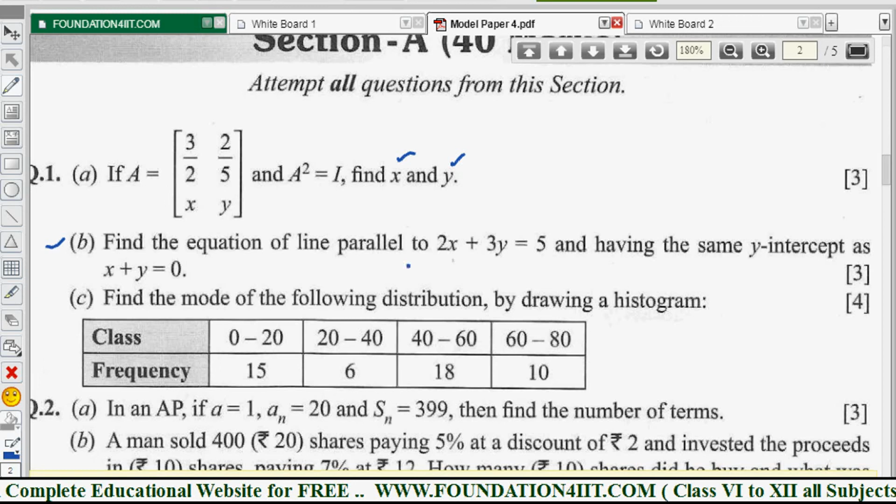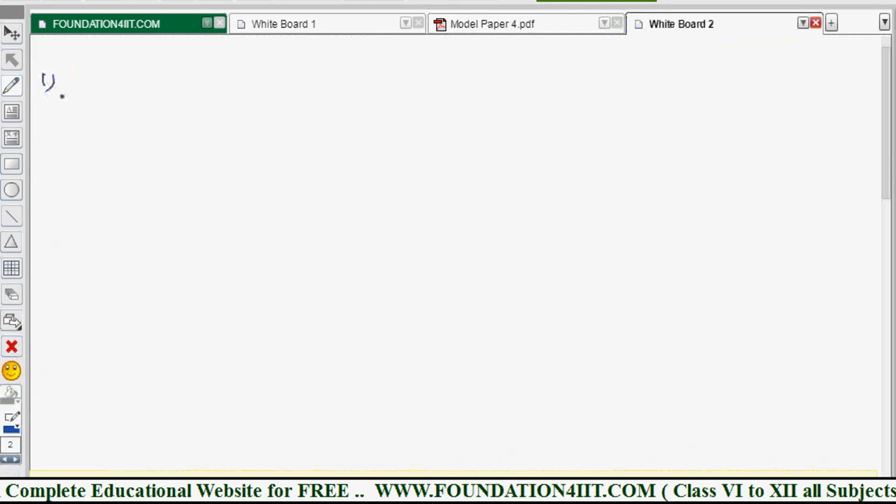First we'll find out the slope, because the required line is parallel to this line. If we find the slope of 2x plus 3y, we apply the same slope for that. Let us solve this. So the given equation of line is 2x plus 3y is equal to 5. Okay, this is given. From this you can find out the slope.